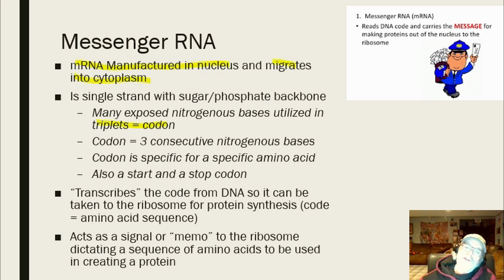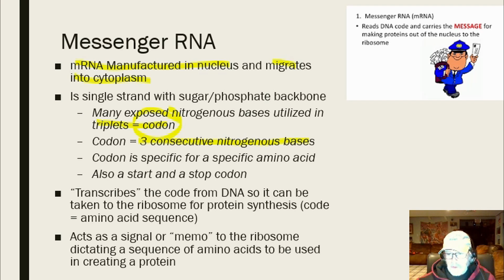Now, this is another word that you need to know: codon. The definition of a codon is 3 consecutive nitrogenous bases. It might be adenine, cytosine, guanine, cytosine, guanine, cytosine, adenine, uracil, cytosine. It's 3 individual nitrogenous bases, and that's called a codon.